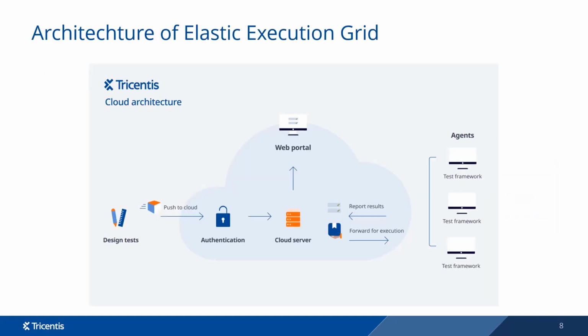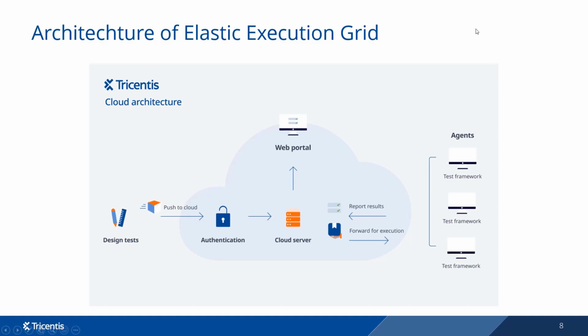This is the high-level architecture of how our Elastic Execution Grid works. On the left-hand side, you see your test case design studio. In our particular example, this will be Tosca Commander. When you would like to execute your test cases from Tosca Commander, they are pushed by using an authentication to our cloud server, and then we are responsible to distribute those test cases to the relevant agents. The results are pushed back to our server and then back to Tosca Commander.